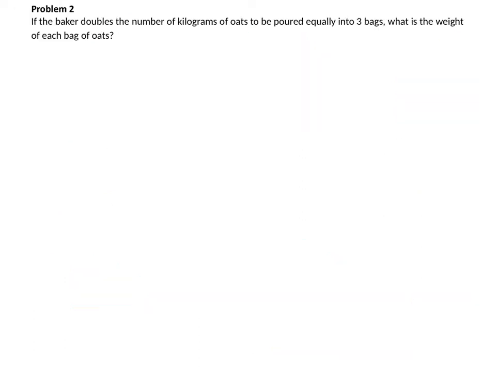Problem number 2. If the baker doubles the number of kilograms of oats to be poured equally into 3 bags, what is the weight of each bag of oats? Well, if I know before I started with 4 kilograms and I'm doubling it, so it'd be 2 times 4, which is 8 kilograms. So that's what I'm starting with this time. So I'm going to draw 8 kilograms, 8 wholes.